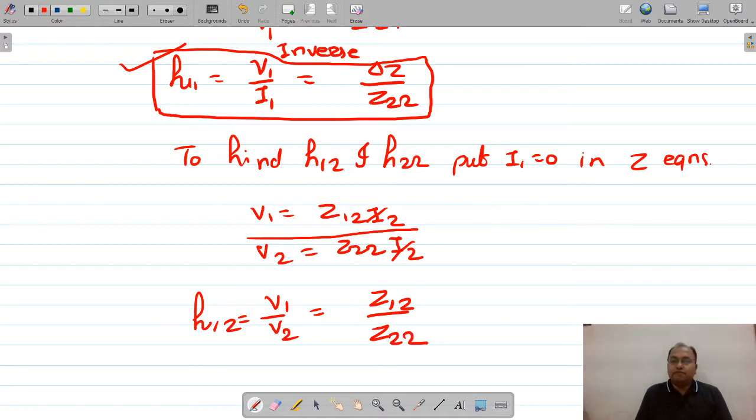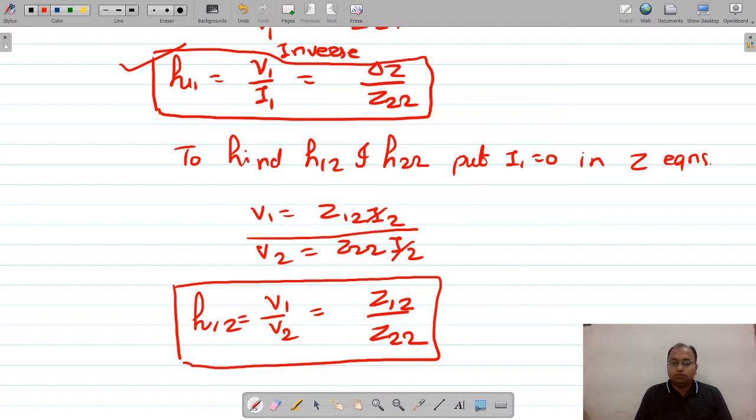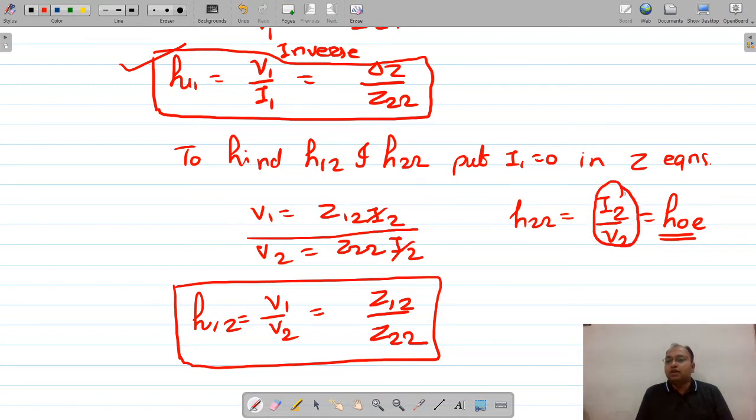Is this okay? Fine. So this is the third parameter that you have derived. Now the second thing is H22, which is nothing but I2 divided by V2. It is also called HOE in terms of the H parameters of a transistor, for common emitter configuration. It is output admittance. Why admittance? Because it is the ratio of current to voltage.